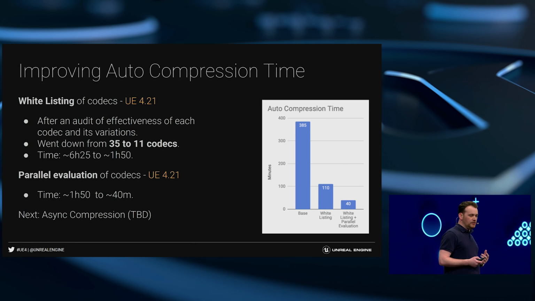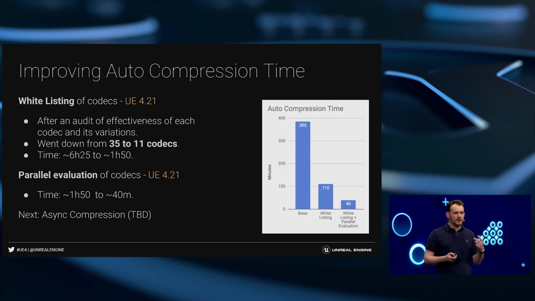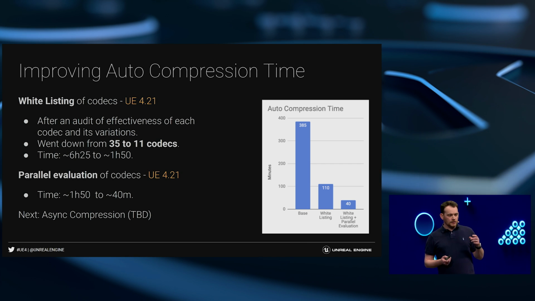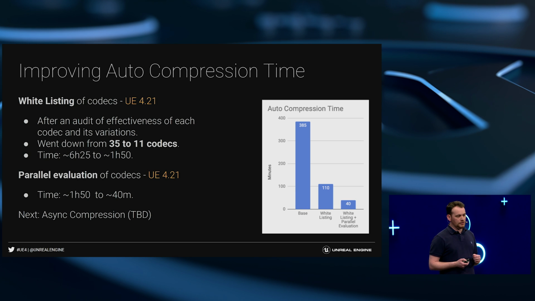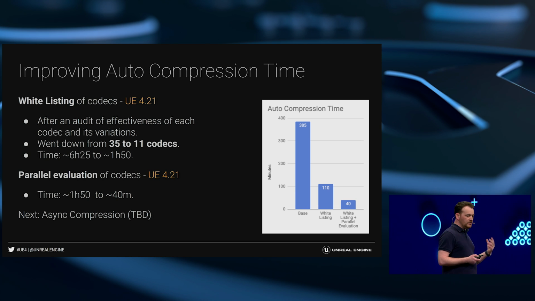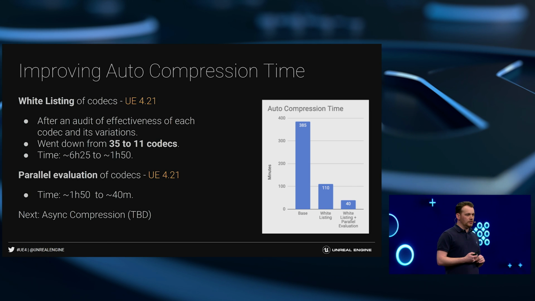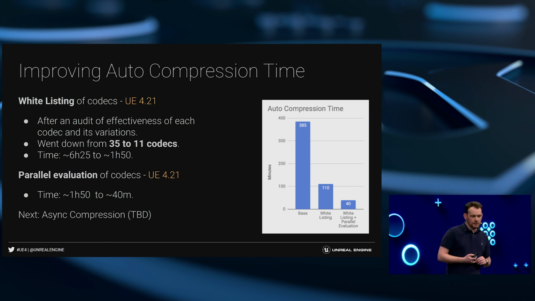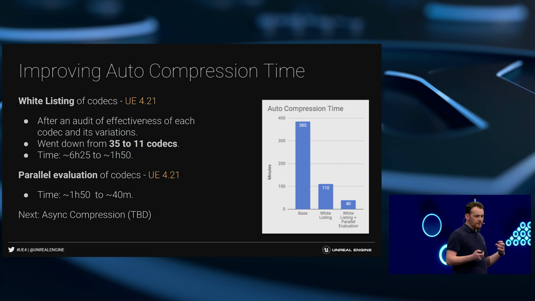The first thing we've done is an audit of the effectiveness of each codec, and we built a whitelisting process. So the number of codecs that we try went down from 35 to 11, and the time went down from 6.5 hours to just under 2 hours. The second thing that we've done is multi-threading it. So that took the time down to 40 minutes. And both of these are available in 4.21.